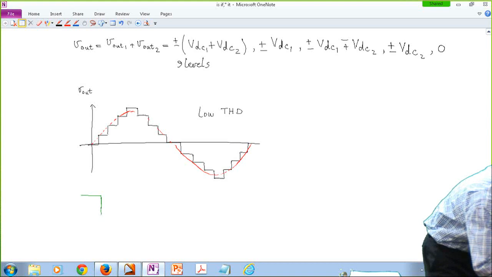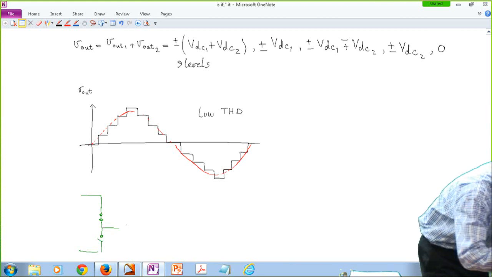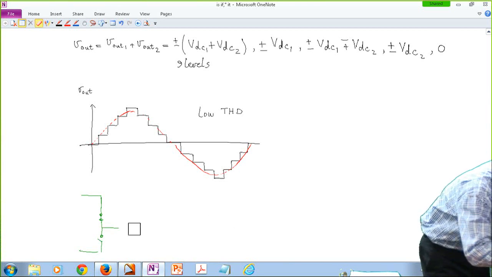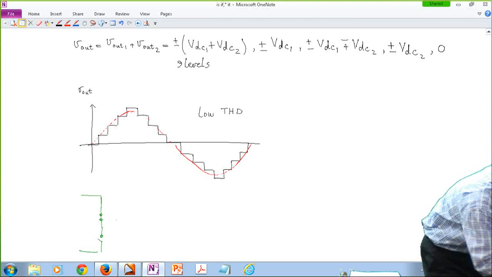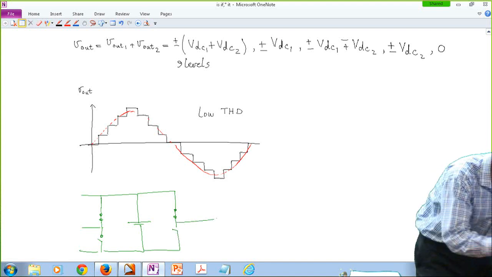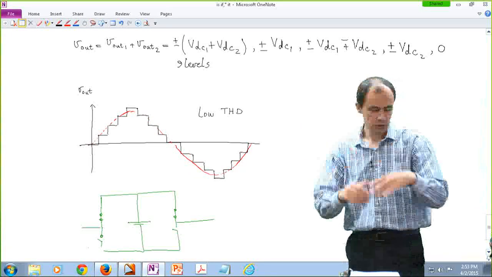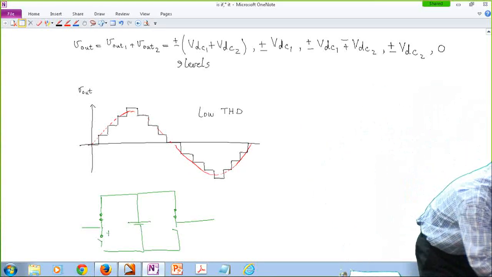So let's say, let me draw them with regular switches. All right, something like this, for instance, okay? This is just one of the H bridges. So it doesn't matter what you do. For instance, for this switch, because the other one is on, this is VDC1.